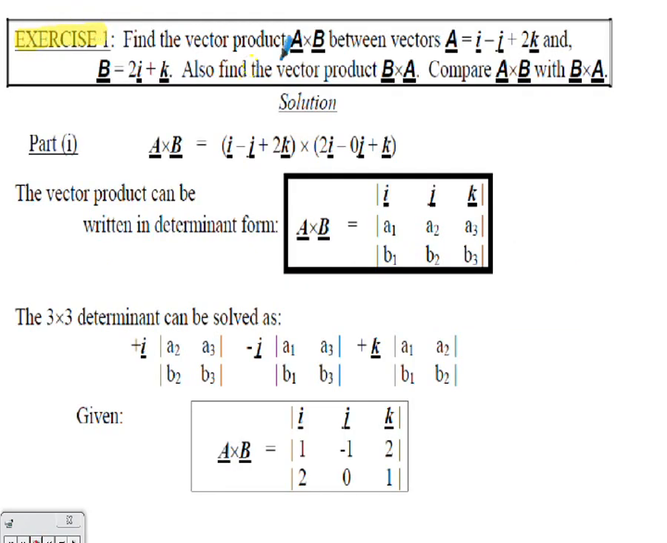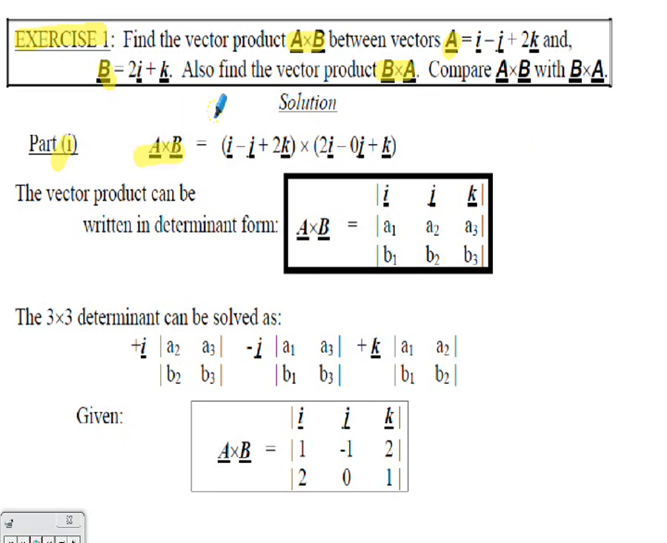Exercise 1. We're asked to find the vector product A cross B given vectors A and B, and then also find the vector product B cross A. We're going to compare the two once we've done that. So part 1 here is the A cross B vector product.